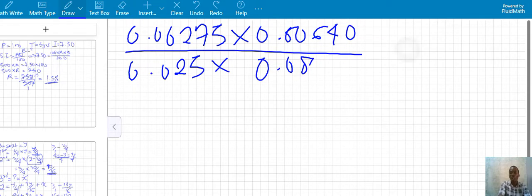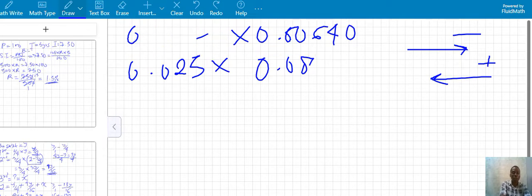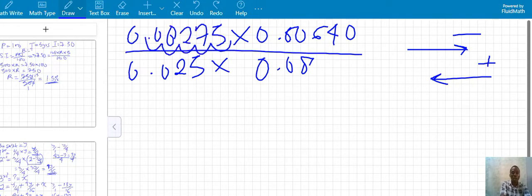Now, let's simplify this. Remember, when you count this way in standard form, you are counting negative. But if you count the other way, your power will be positive. So in all, we'll be counting from our left to our right. So if we count this way, we're going to have 1, 2, 3, 4, and 5.